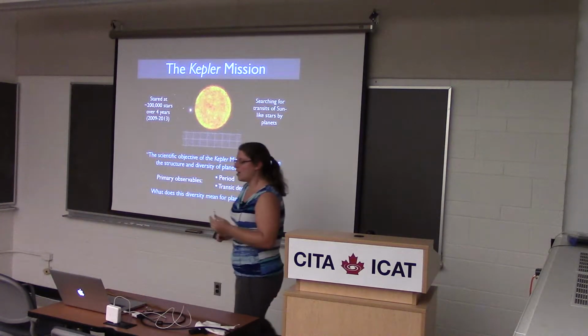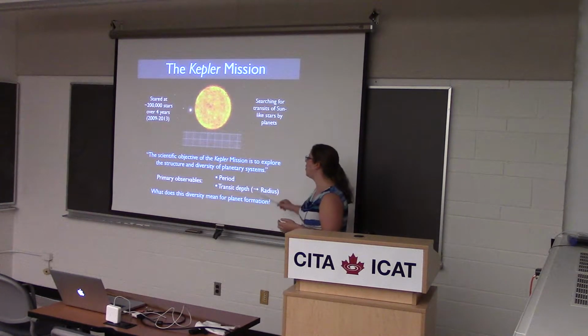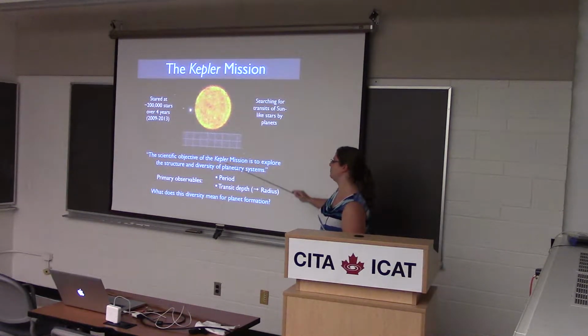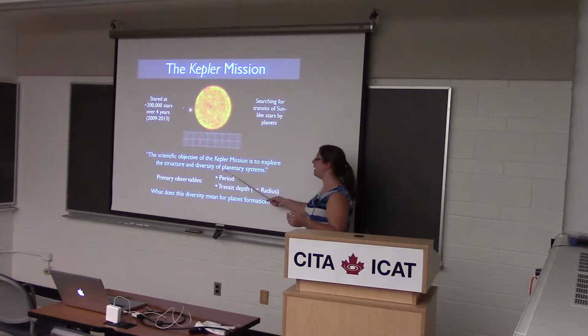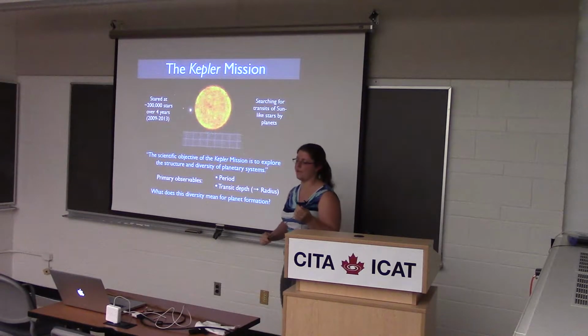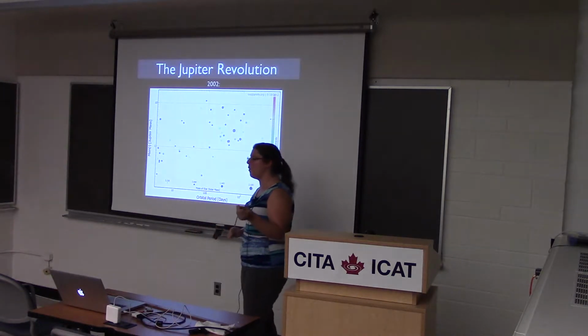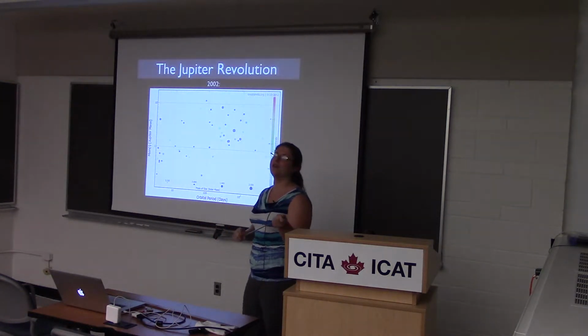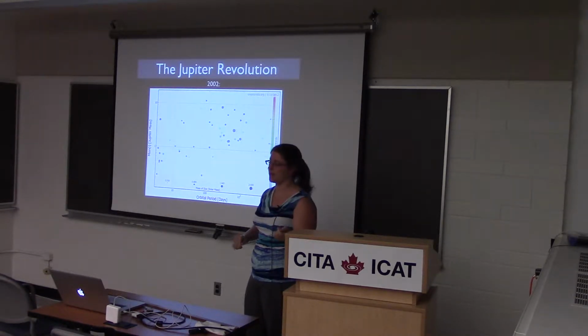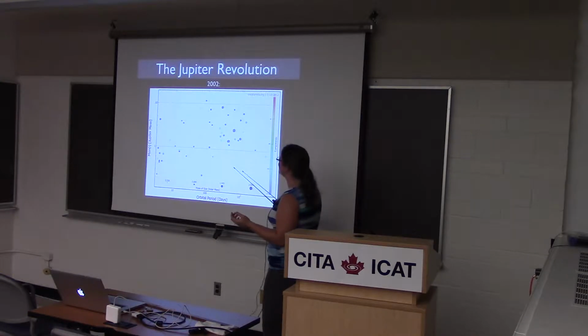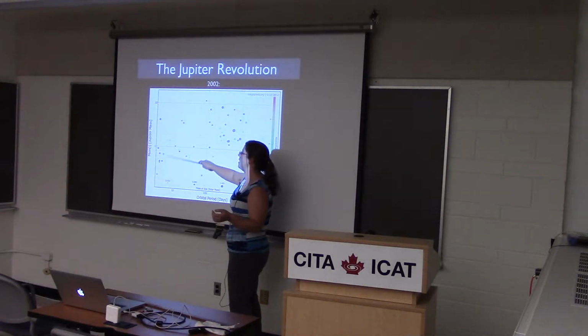Going back to this goal, one of the overarching questions is: what does this diversity mean for planet formation? We've already had a little bit of a window into this kind of diversity through the enormous numbers of Jupiter-sized, or Jupiter-mass, planets that have been discovered. In 2002, the state of exoplanet detections was here, about 50-ish planets on this diagram. I'm plotting orbital period and minimum mass, M sin i.